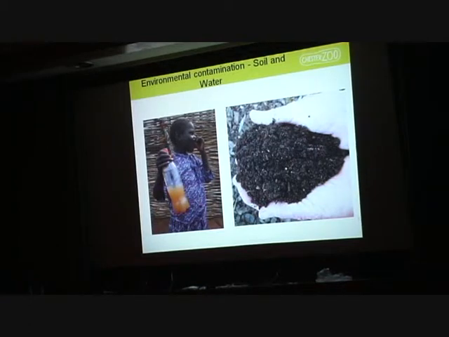Environmental contamination is also a problem, especially when you're dealing in developing countries, but also in Europe as well. And you need to be able to understand and look for potential pathogen transmission through poor water, so in water, and also through the environment and soil.